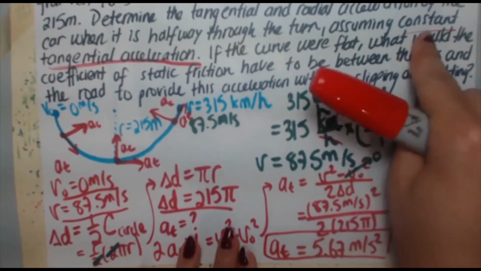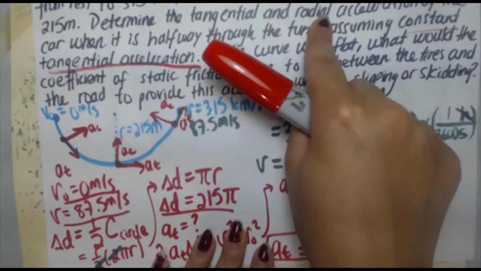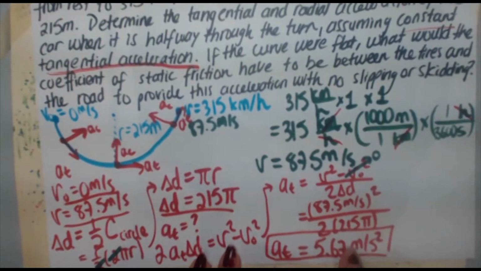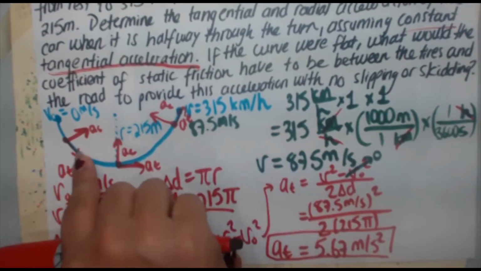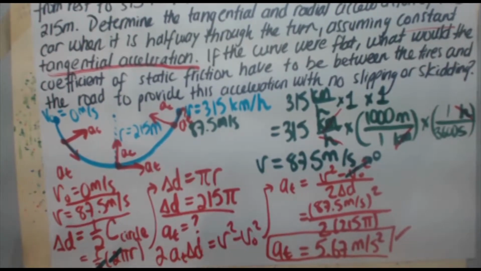And because we're told it's constant throughout, then determining the tangential and radial acceleration halfway through the curve, it's the same everywhere. Okay, so this is the tangential acceleration here, here, and here. Okay, so that's constant. So there's half our answer.